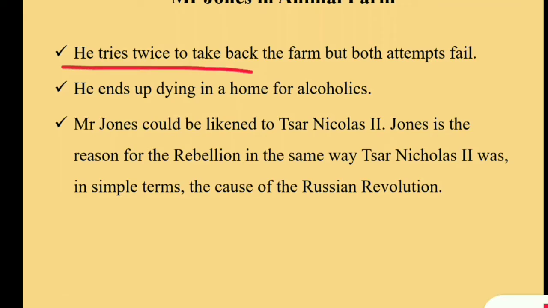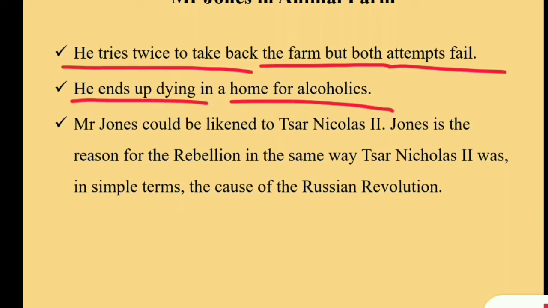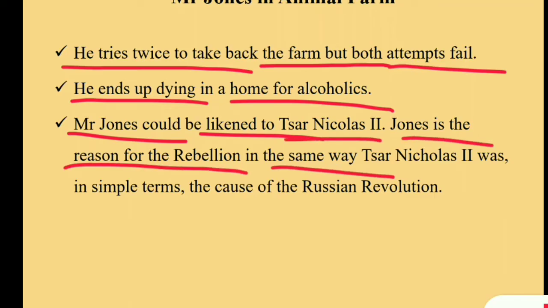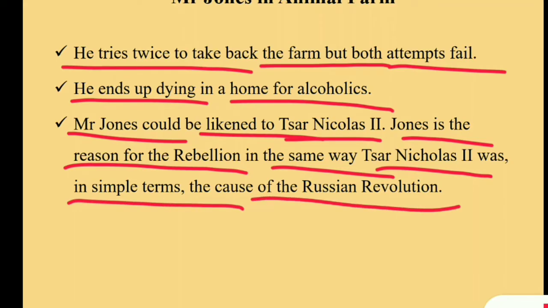He tries twice to take back the farm, but both attempts fail. He ends up dying in a home for alcoholics. Mr. Jones could be likened to Tsar Nicholas II. Jones is the reason for the rebellion in the same way Tsar Nicholas II was, in simple terms, the cause of the Russian Revolution.